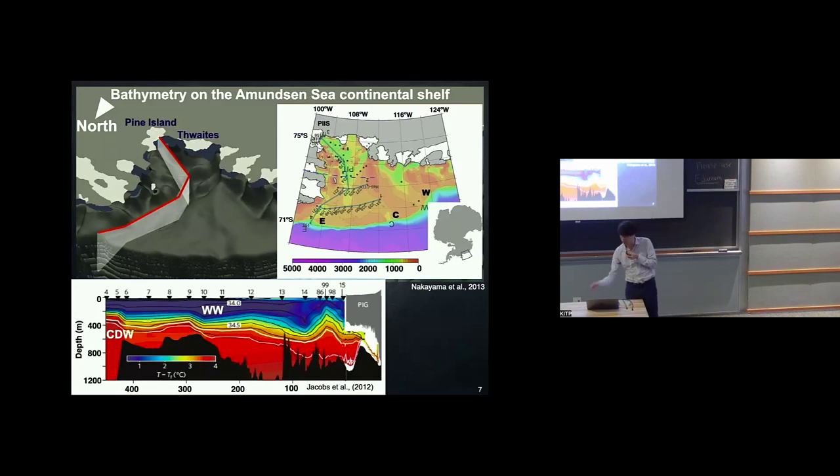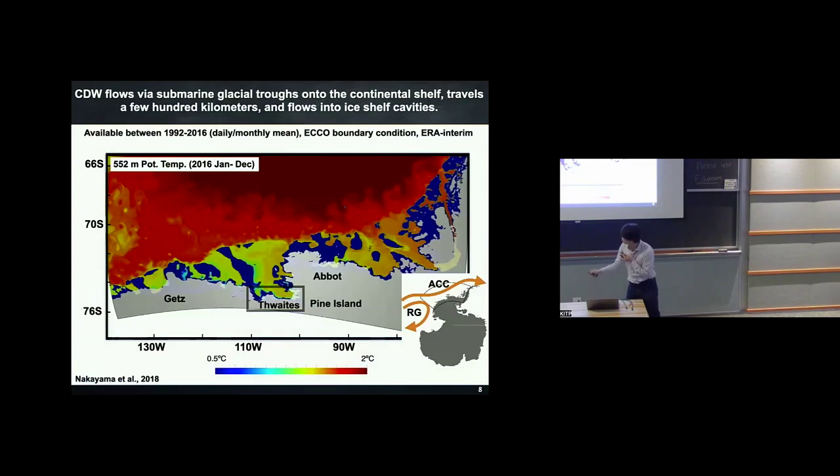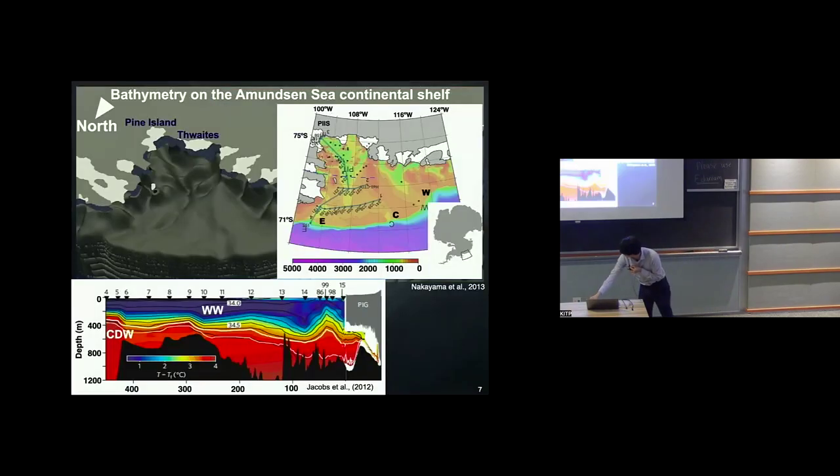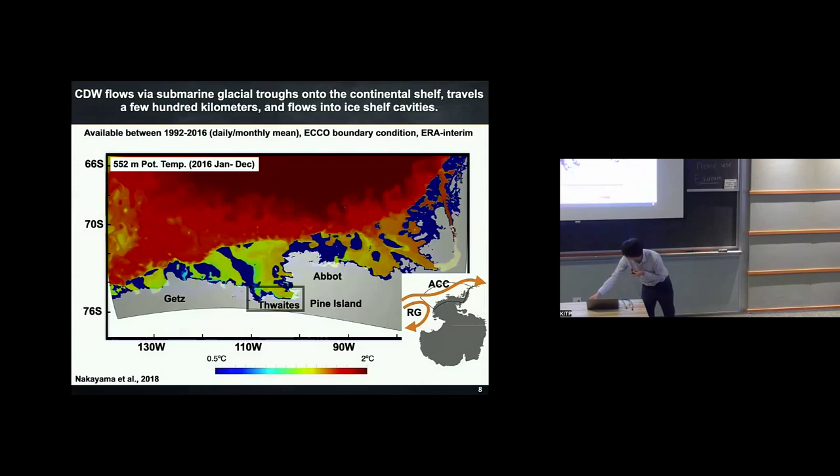So let's take a look at how it looks in the numerical simulations. I'm going to flip this picture, but in this case, this is the Pine Island ice shelf, right? And then we are looking at this. So now we are flipping 180 degrees, but this is the Amundsen Sea. This is open water. We are looking at the 552 meter potential temperature. So it's a mid-depth ocean temperature. We are looking at the depth where there's warm water, and then trying to see how warm water travels to this location.